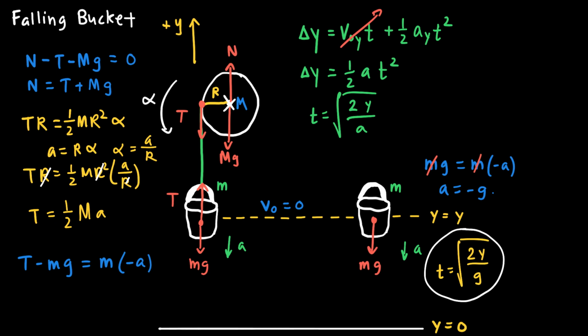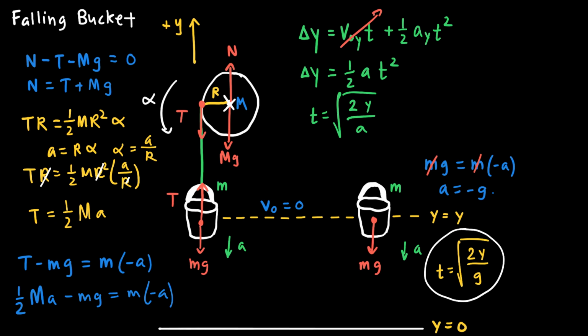And now what I wanted to do was substitute that equation into my force equation for the bucket, so that way I can get an expression for the acceleration. But what I find then is 1/2 capital M a minus mg for the bucket, which was a lowercase m, equals m times negative a. And if the bucket and the pulley have different masses, then really I would need to know what those two masses are in order to solve for the acceleration of the bucket.